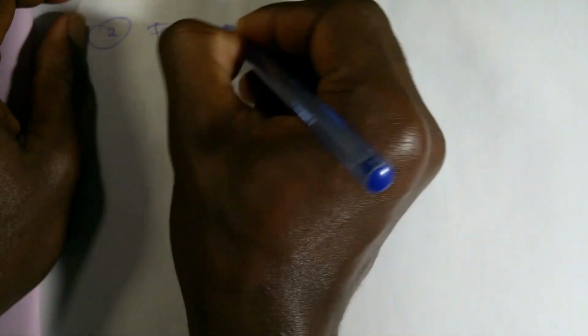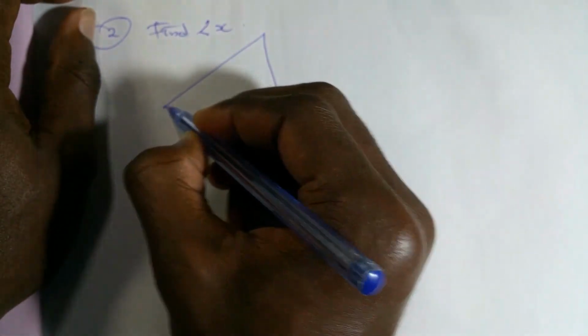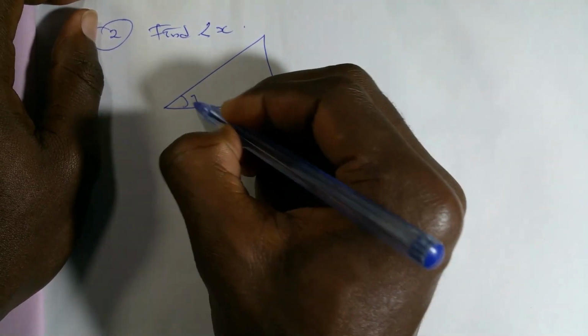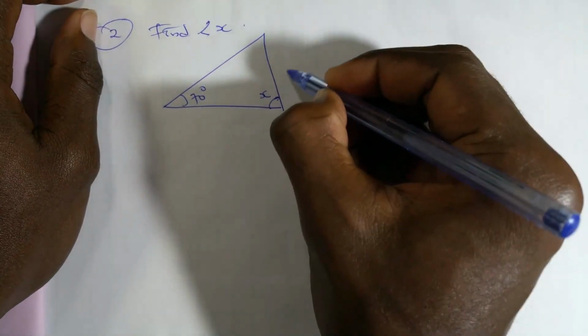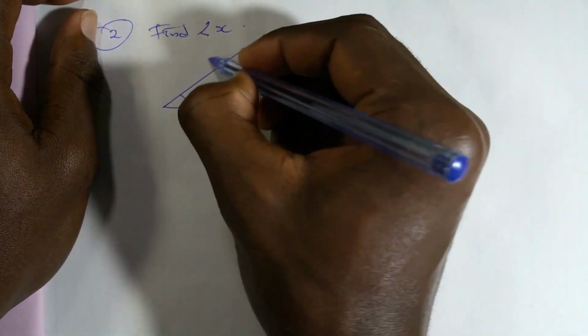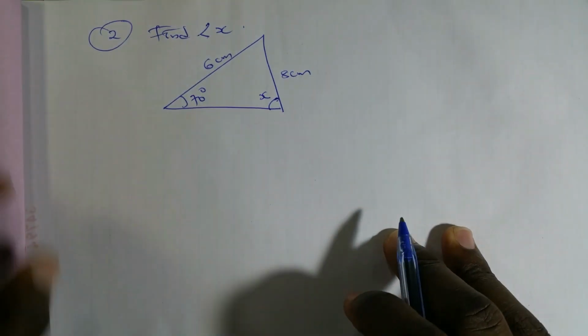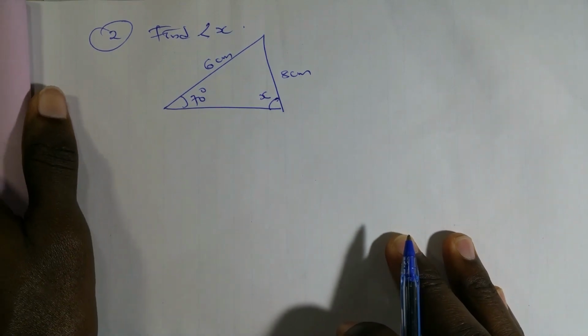Find x. It's an angle, I think angle x. So the triangle is like this, and let's put our x there. Let us put an angle 70 there, 8 centimeters, then 6 centimeters here. Okay. Now we can still use our sine rule here.